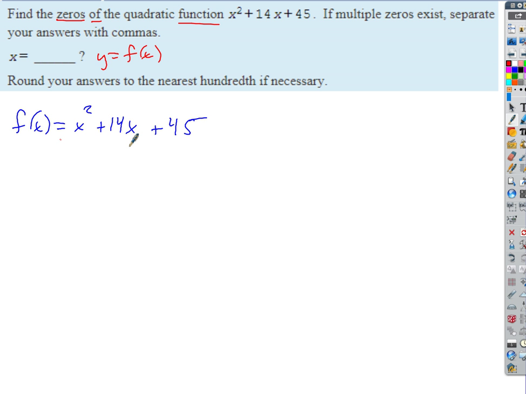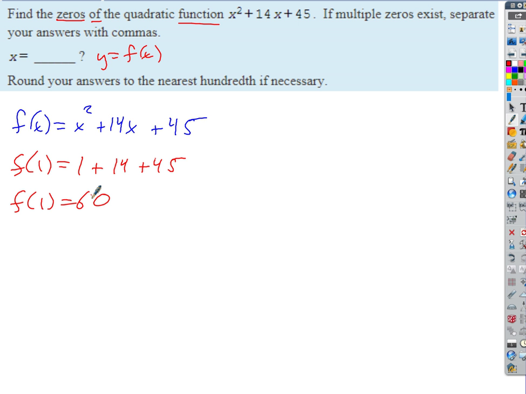What in the world does that mean? It invites me to input values of x, and this is the formula I'm going to use to calculate values of y. So for example, if I wanted to calculate f of 1, what does that mean? I'm putting 1 for x. That's it, right? I'm just going to evaluate this thing when x is 1. So if x is 1, what's this term going to give me? 1 squared is 1. 14 times 1 is 14, plus 45, so I'm going to get 1 plus 14 plus 45 is 60, right? So f of 1 equals 60. What does that tell me about my graph? When x is 1, what's y equal to?